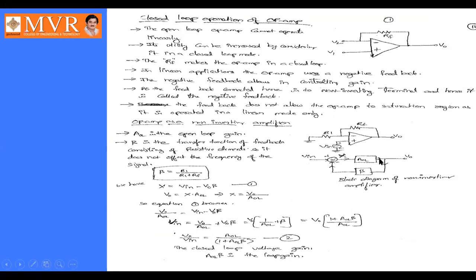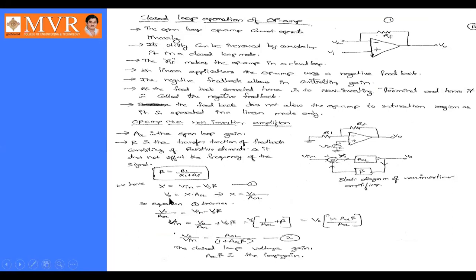Closed loop configuration. Here you can see this closed loop configuration. For this closed loop configuration, as we have discussed, X is equal to (V in minus V naught) into beta. V naught into beta is nothing but the feedback factor.